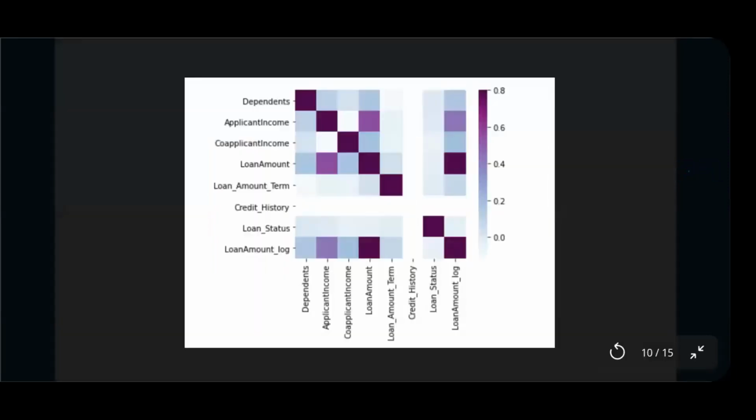So basically, this is just a heat map showing the various correlations between the different features of the data before we fed it into the model. The heat map here just shows the correlation between the different features in the data set.